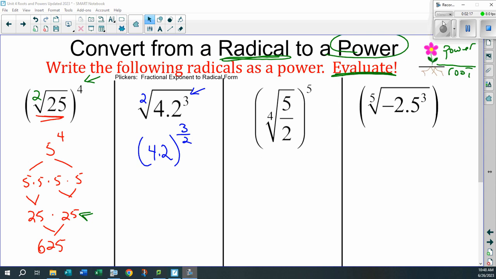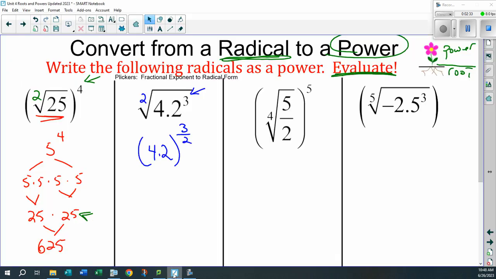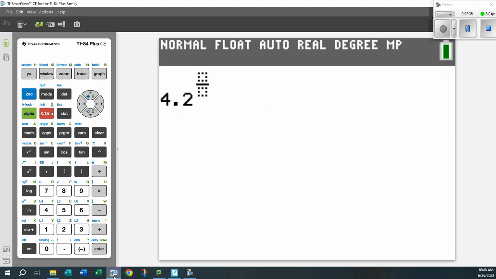Bring up the calculator. 4.2 to the 3 over 2. Okay, here we go. 4.2. Then remember, this is raised to the power of. That's going to be your hat button there. And now you're going to put it in as a fraction. So you can use the alpha frac button right there. Put in your fraction. And the fraction, of course, go back to your question, is 3 over 2. There it is. That's what it's going to look like.